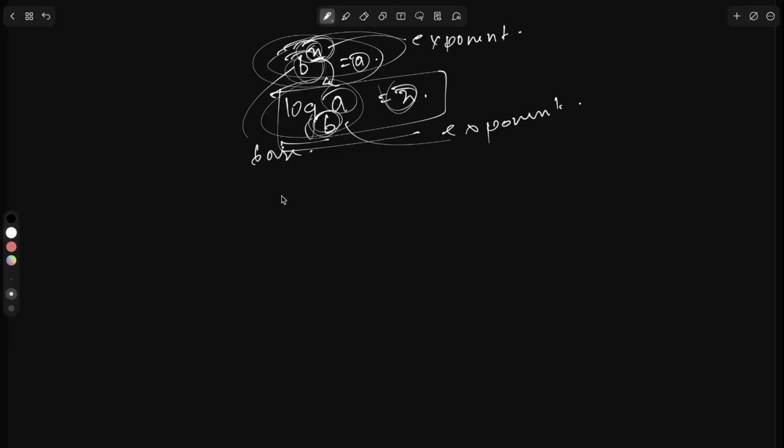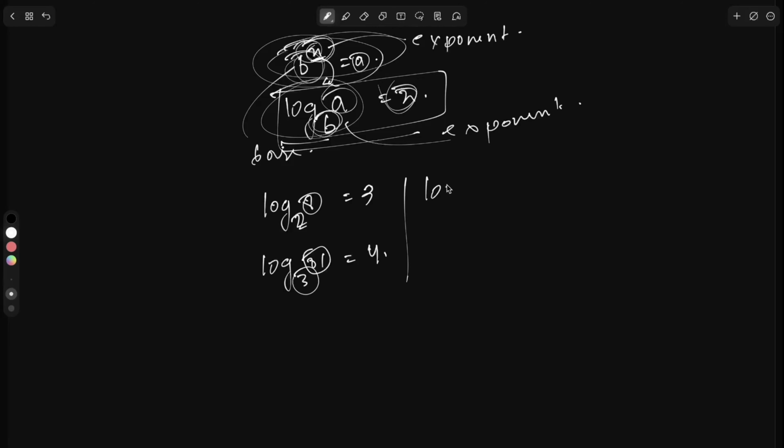Now let's do some examples. Let's say we have log base 2 of 8. So what should this be equal to? I mean, to what power must 2 be raised to get 8 out of it? It should be equal to 3, right? Now let's do log base 3 of 81. What is this going to be equal to? This is basically asking you to what power 3 must be raised to get 81 out of it. So this should be equal to 4, right?